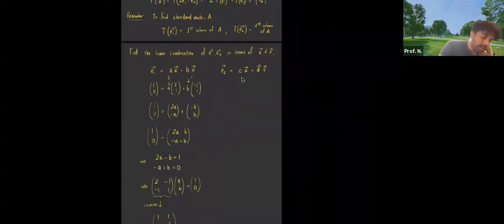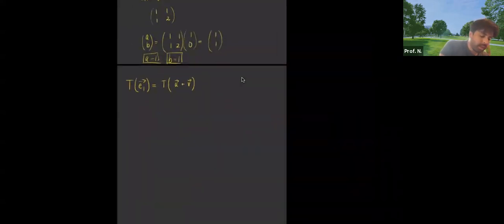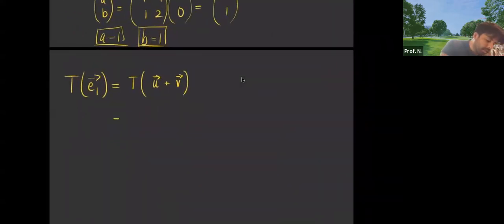So to follow this, what is T of E1? That's really the question. Well, it equals T of U plus V. That's what I needed. How many U's do I need? I need one of them. How many V's do I need? I need one of them to give me E1. Then if I know this, don't I know what T of E1 is? It's going to be T of U plus T of V.